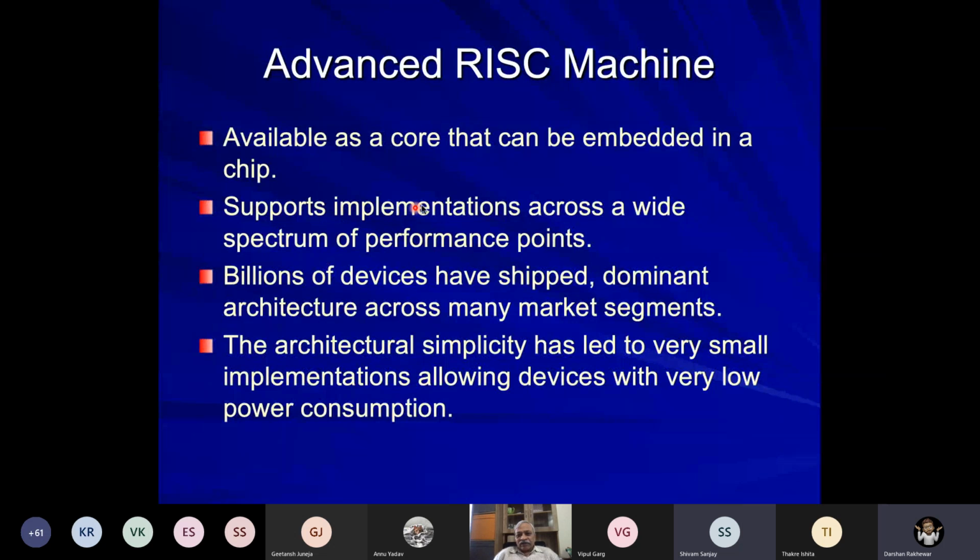So the implementations are done by other companies, and a wide range of implementations have been done with different performance points, which means that some implementation may be faster but might consume more power. Other implementation may be somewhat slower but conserve power. So depending upon the application, same core can be used in variety of ways. And because it has entered the handheld device segment, billions of devices based on ARM have been shipped, and it's a dominant architecture across many market segments. So it is the architectural simplicity that has led to very small implementation, allowing devices with very low power consumption.